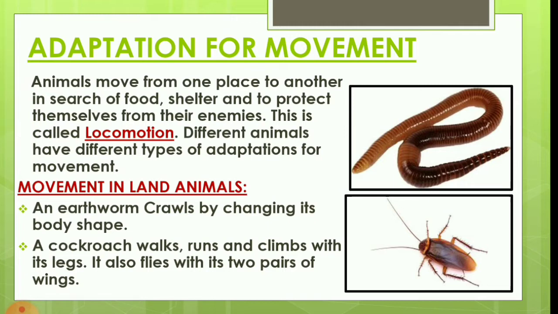They are different in all of them. So firstly we'll read about the adaptations for movement in land animals. Then we'll learn about aquatic animals and all. Okay, so an earthworm crawls by changing its body shape.